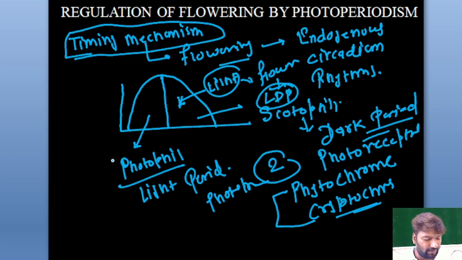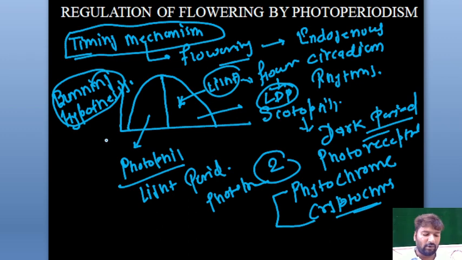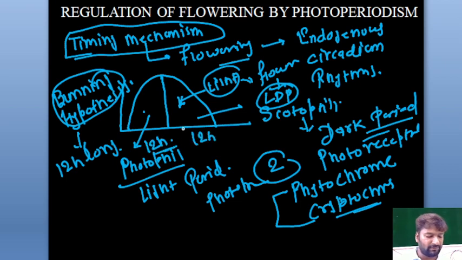Then there will be one hypothesis that is known as the hypothesis. So according to this hypothesis, there are 12 hours of photophase and 12 hours of scotophase. And when we give light during the scotophase, the flowering is promoted in the long day plants.